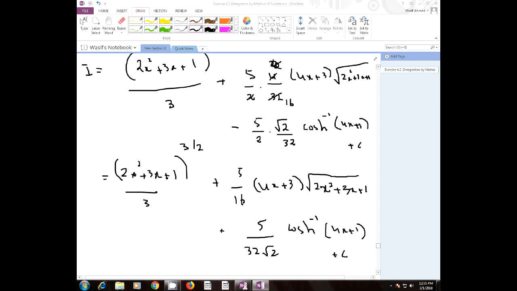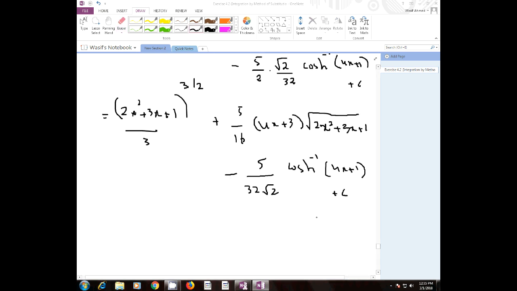Let me check this answer from your textbook. Yes, this is the answer and this is the correct answer. Just one mistake is there, that is, this is not plus, this is minus, as you can see in the previous term. So that's it from our today's lecture.